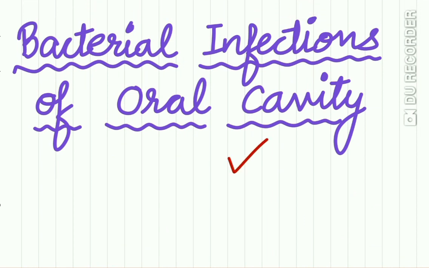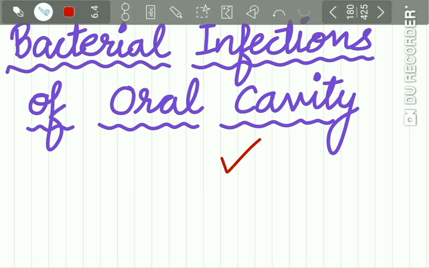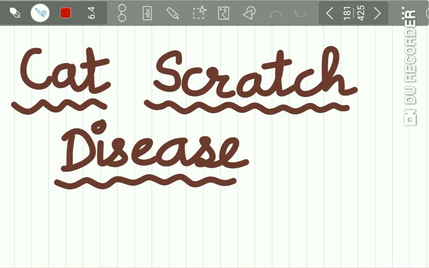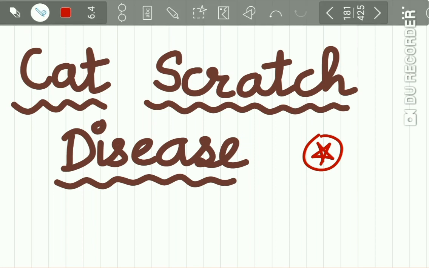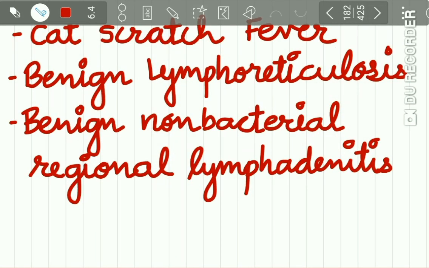Now coming towards the end of the chapter bacterial infections of the oral cavity, the second last lecture in this chapter, the cat scratch disease. This is a very short lecture but this topic is very important. Many questions are asked in the exams from this topic, MCQs as well as short answer questions.